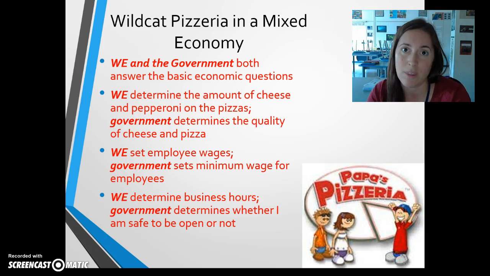And we would determine the business hours, but the government would determine whether I'm safe to open or not. So the government has a say while still giving me choices of a pizzeria.